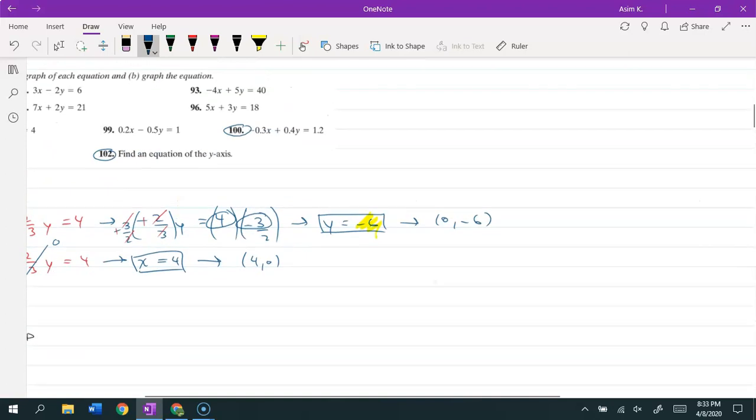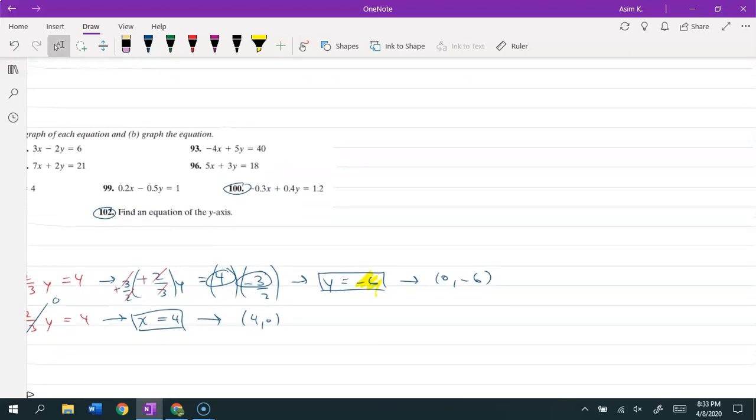All right, let's take a look at number 100. Number 100 says negative 0.3x. All right, let's write this down. So negative 0.3x plus 0.4y is equal to 1.2.